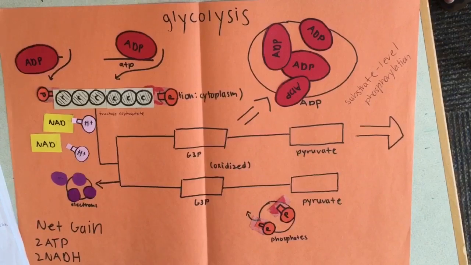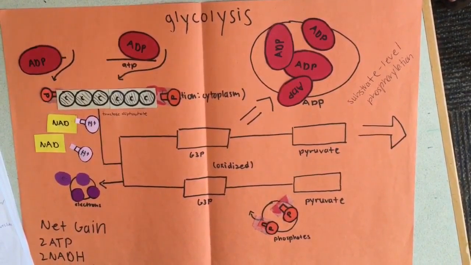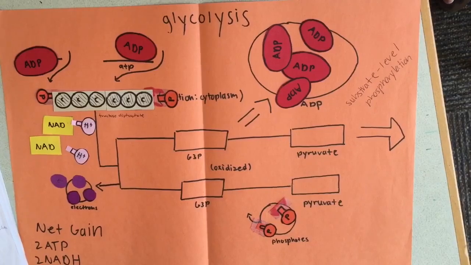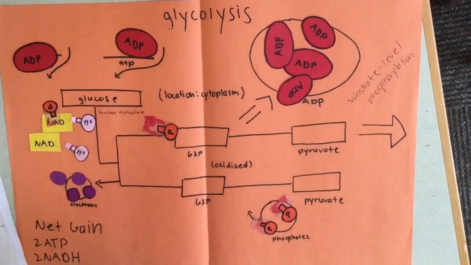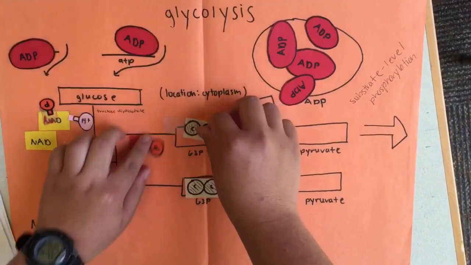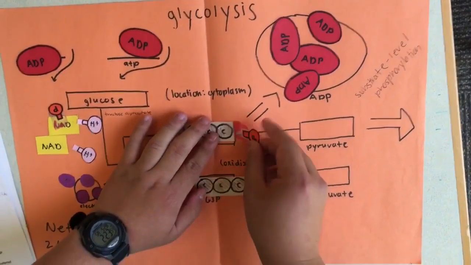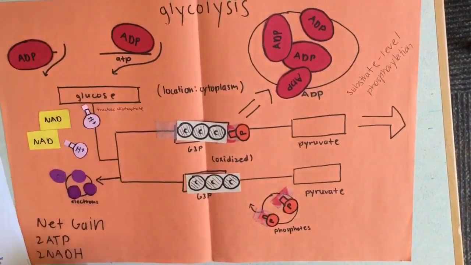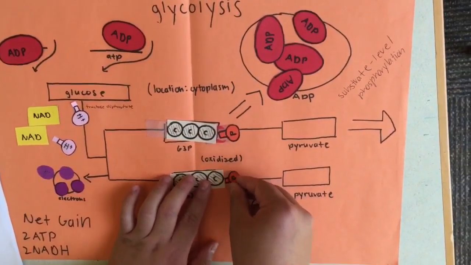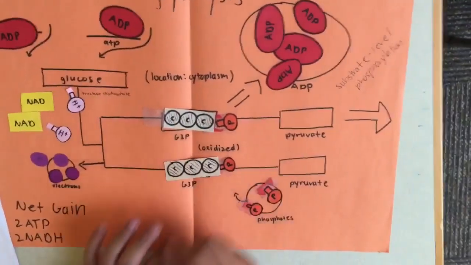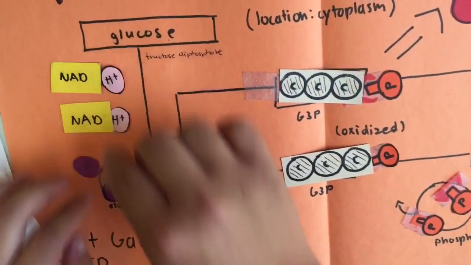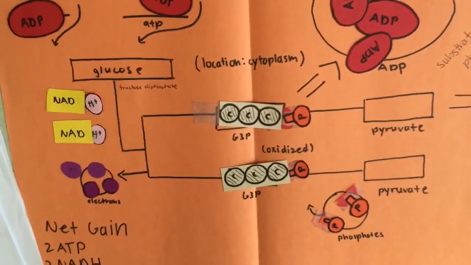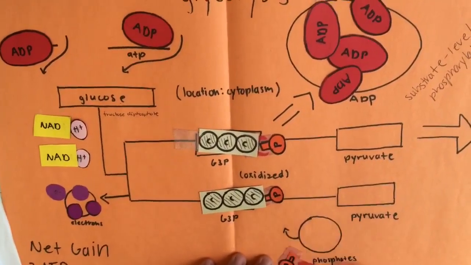Aldolase, an enzyme, cleaves the fructose diphosphate into two molecules of G3P. This is the end of the energy investment phase. The oxidation of fructose diphosphate releases electrons that are transferred to the NAD+, resulting in NADH. This powers the addition of phosphates to the G3P molecule.